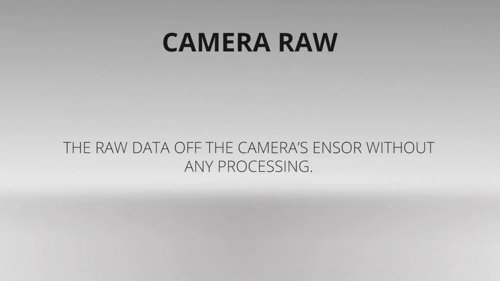But now there are more sophisticated ways of dealing with bringing the dark values closer to the bright ones. Namely by using Camera Raw, or as the title of this video insinuates, log. Camera Raw is just the raw data off the camera sensor without any processing. This means no ISO adjustments have been made, no white balance has been set, and the files are huge.